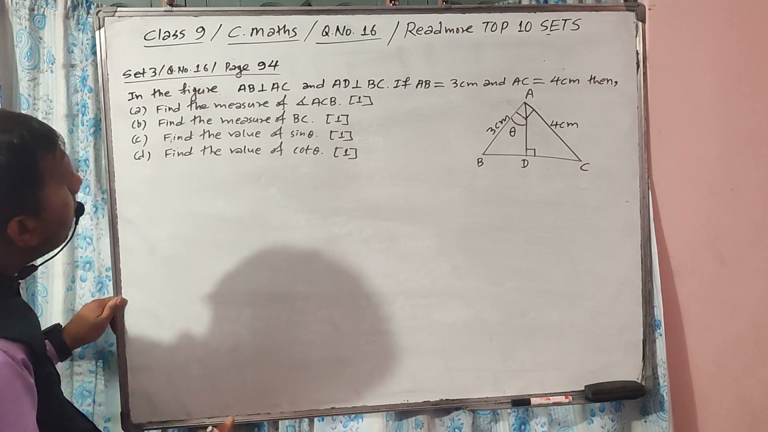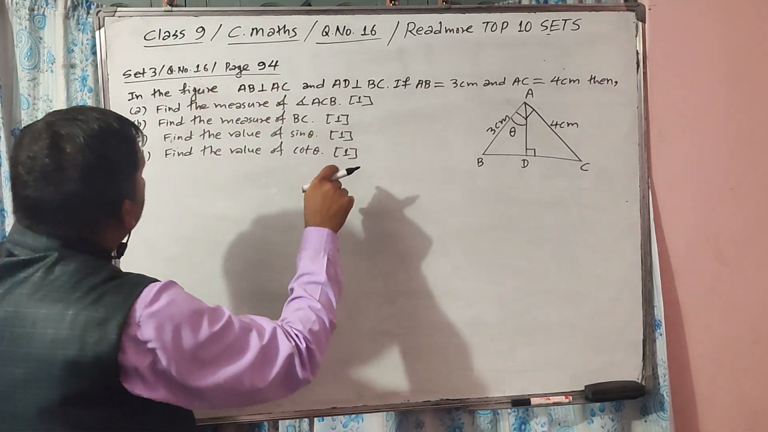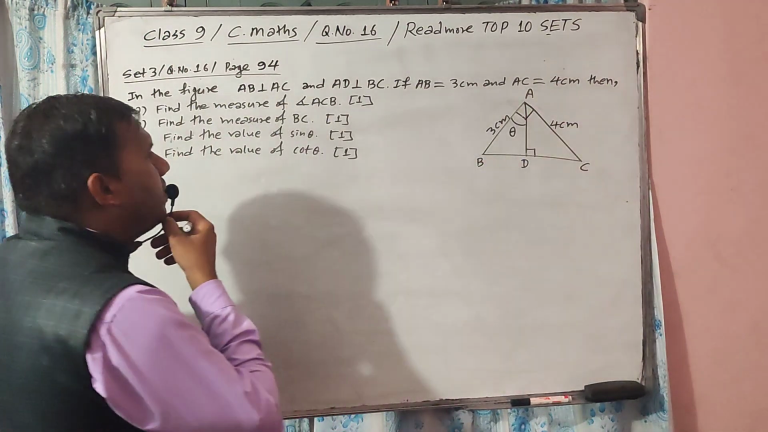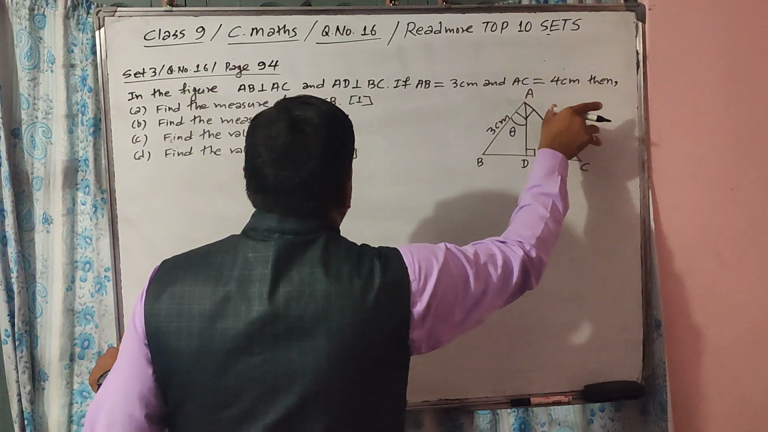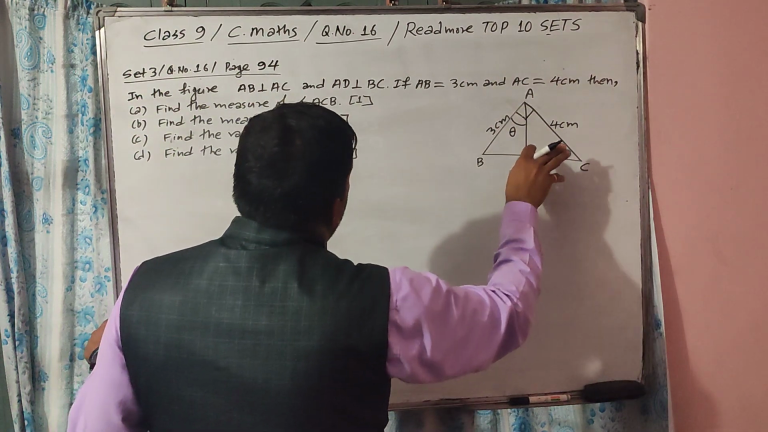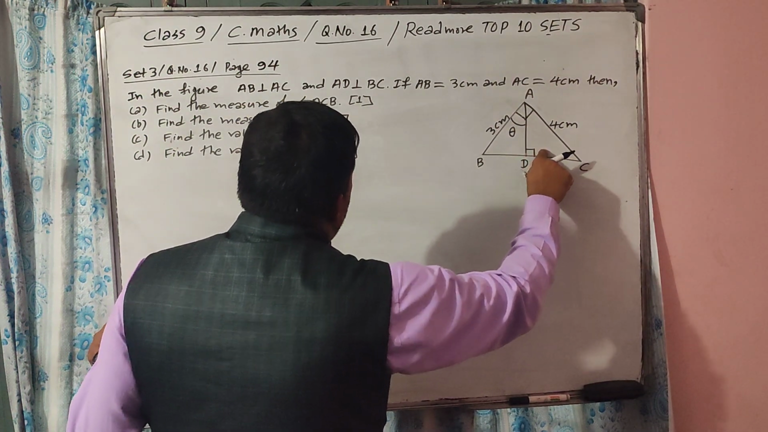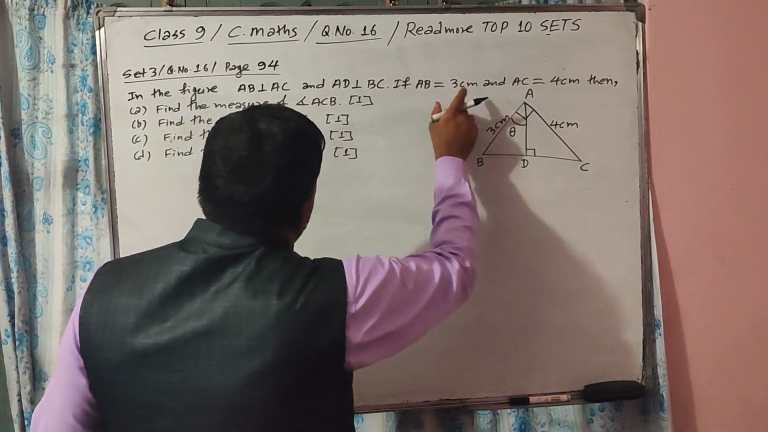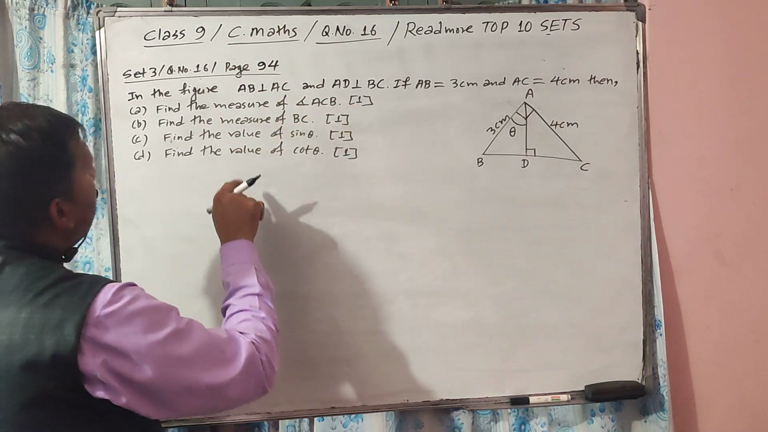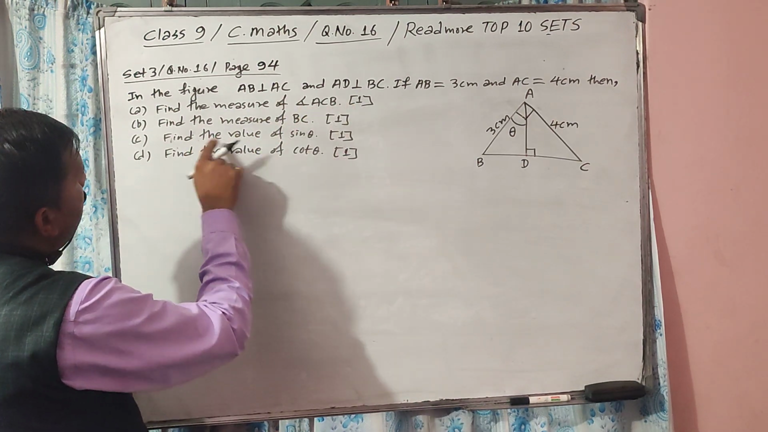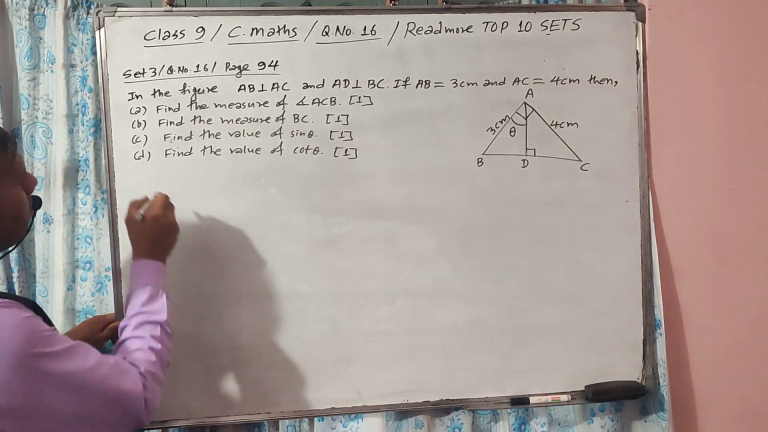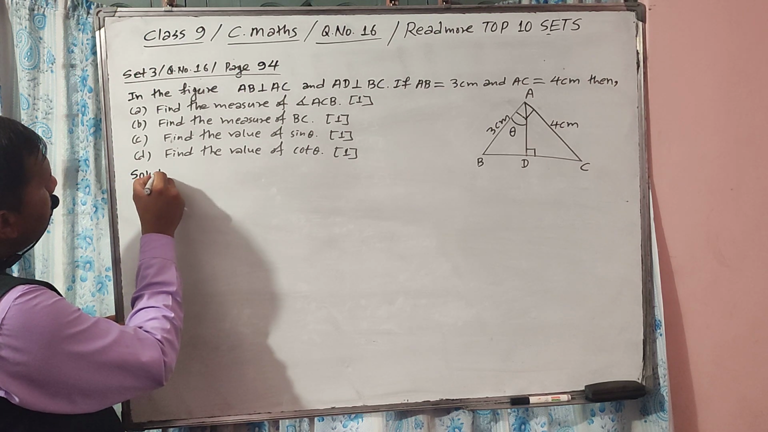Now, this question is, in the figure, AB perpendicular to AC, that means the angle between BA and AC is 90 degrees. AD perpendicular BC, that is angle ADB and angle ADC, both are right angles. If AB equal to 3 cm and AC is 4 cm, then find the measure of angle ACD, find the measure of BC, find the value of sine theta, and find the value of cot theta. These are the questions. Now, let's do its solution.